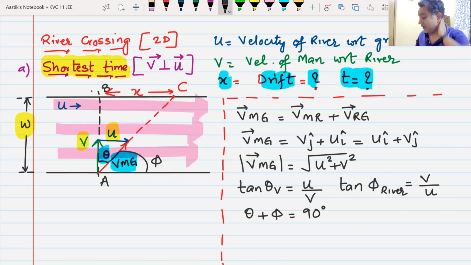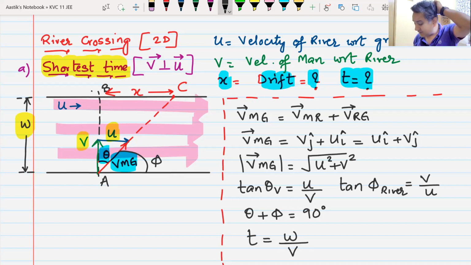Now, to find out the time taken to cross the river, he must move a distance w along the y-axis, and the velocity along the y-axis is v. So the time he takes will be simply w divided by v. Do we understand this? Yes or no? Okay, time is w by v.